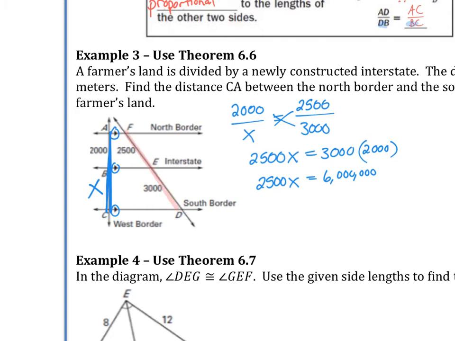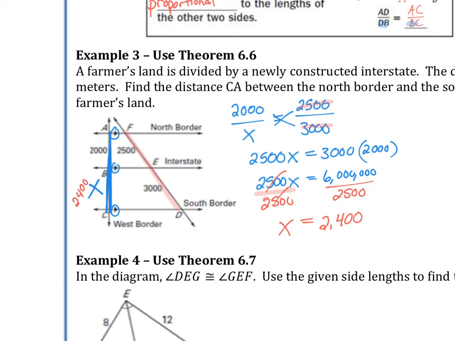And you can see we took the left side that's in blue and made a fraction. And then we took the right side, the 2,500 and the 3,000, and made another fraction. And now we're going to solve this. We would divide by 2,500. X equals 2,400. So that means right here, this part is 2,400.